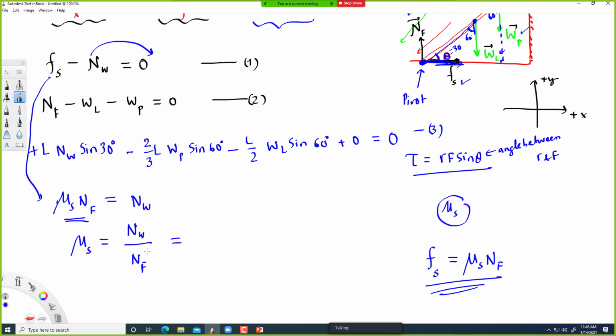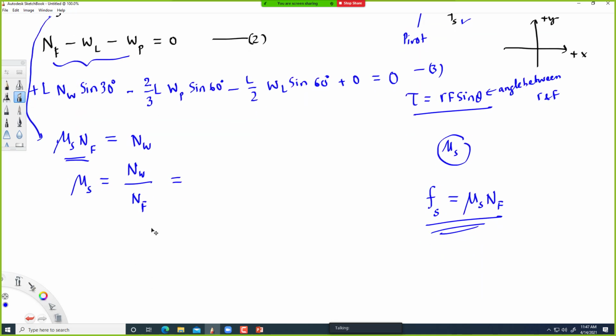So the normal of the floor you can find from this equation. So let's first find that. Let's do this one at a time. So use equation 2 to find NF. So NF is equal to WL minus WP. W is mass times g. Is weight given? Oh, weight is given, so we don't need to worry about this formula. We can just directly use that.